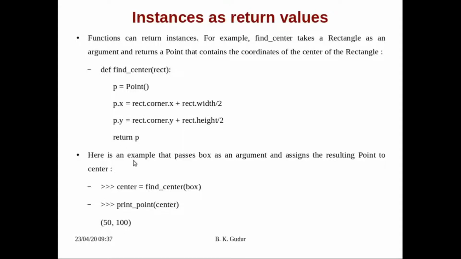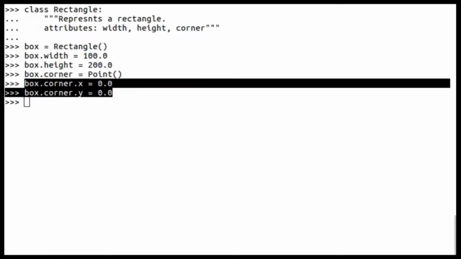Here is an example that passes box as an argument and assigns the result point to a center. Here center is equal to find_center(box). We already created a box, and if we pass this as an argument to this function, it will return an object called point, which has the values 50 and 100. So we'll execute this and see the result.